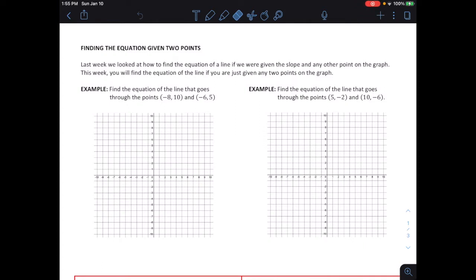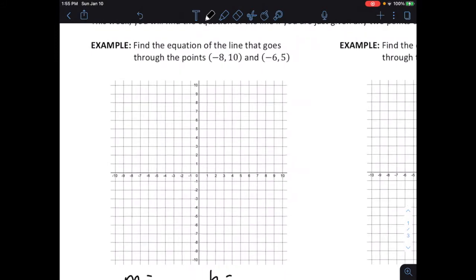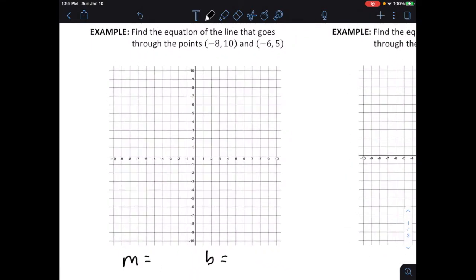Okay, so in each case, what we want to do is we are trying to find the slope, m, and the y-intercept, b, and then we'll be able to write the equation for the line once we do that. So let's go ahead and zoom in on this first one and plot those 2 points. So we have -8, 10. So we go over to -8, and we're going to go all the way up to 10. So we have a point right there. And then we have -6, 5, and we're going to make a point right there.